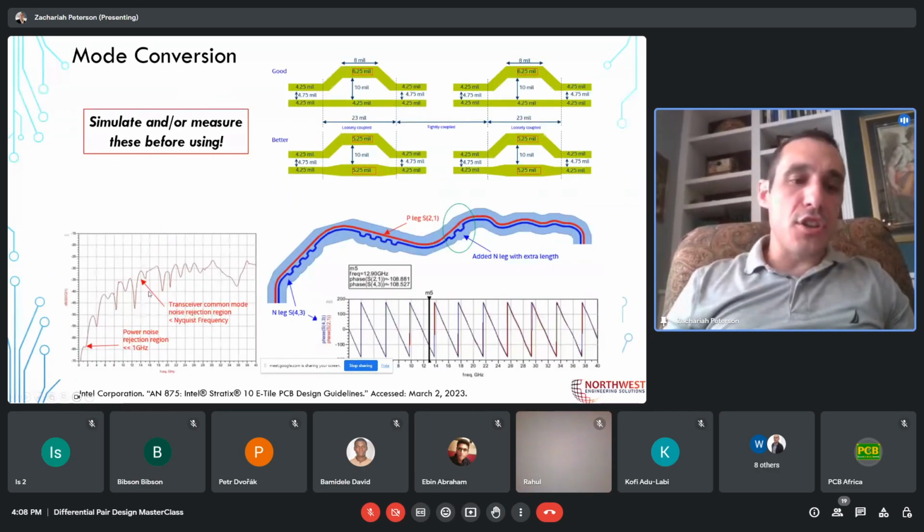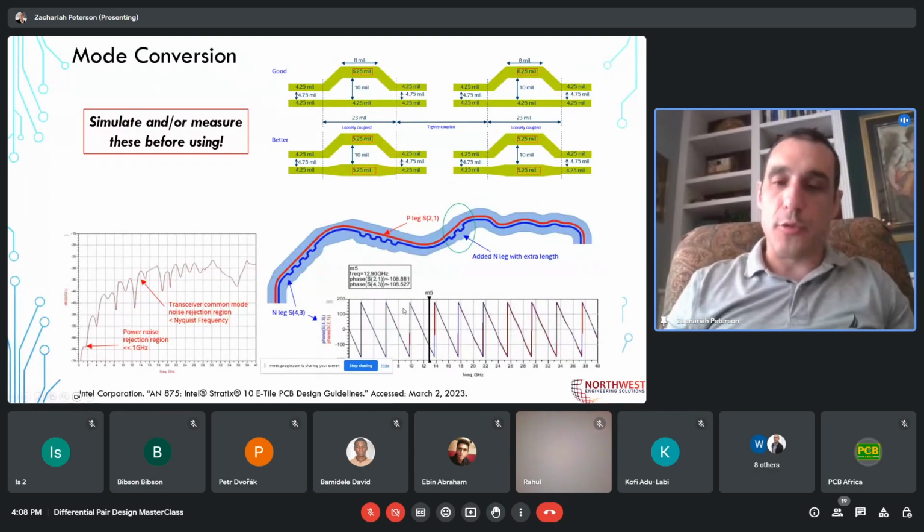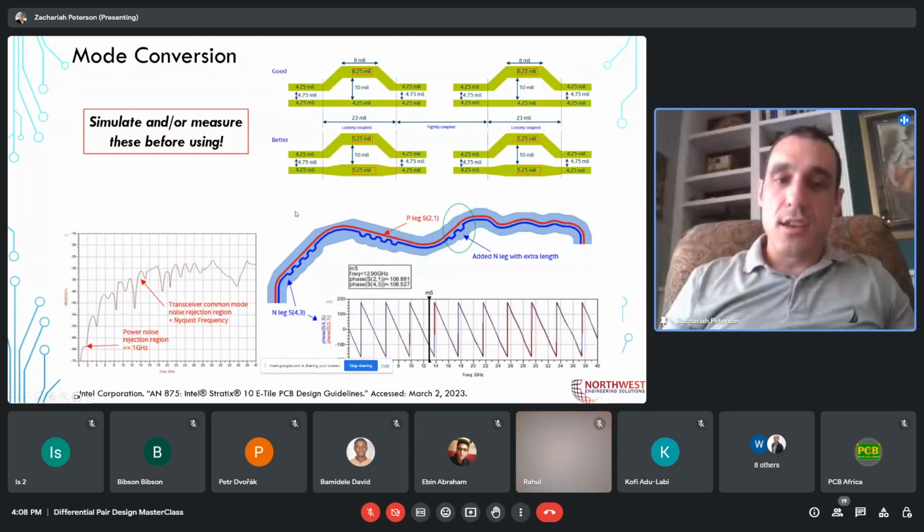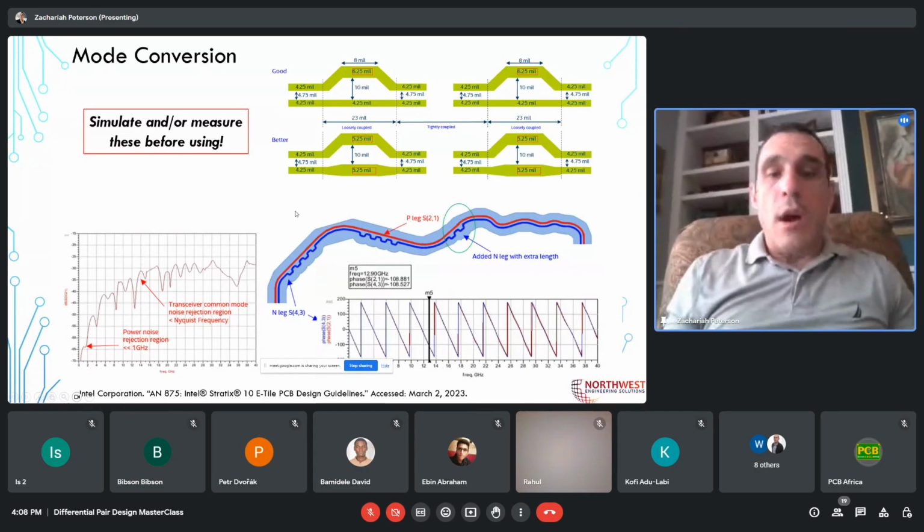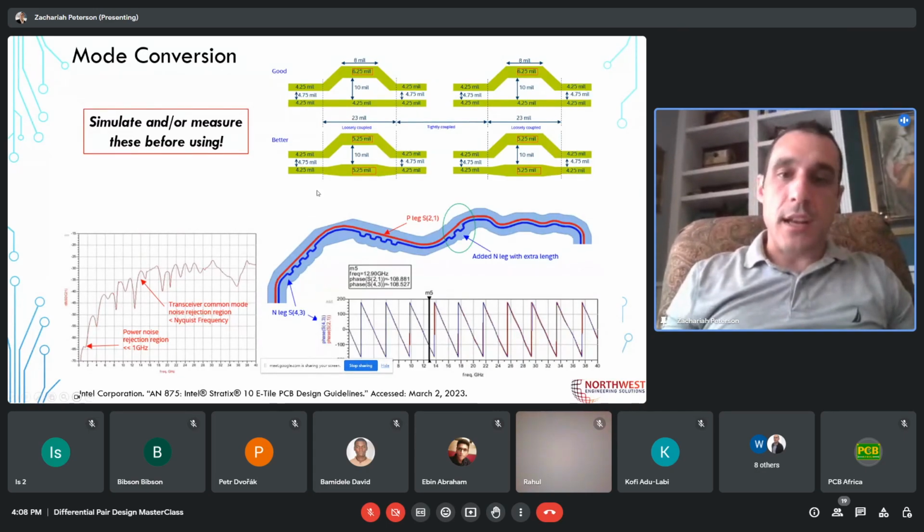Now, as long as you don't create excessive mode conversion or excessive losses up to the Nyquist frequency, then you can do this. So how do you know whether or not you've done that? Well, you need to use an electromagnetic field solver to figure that out.